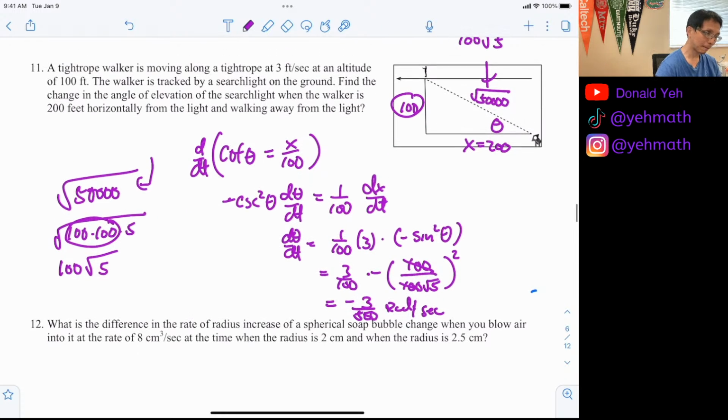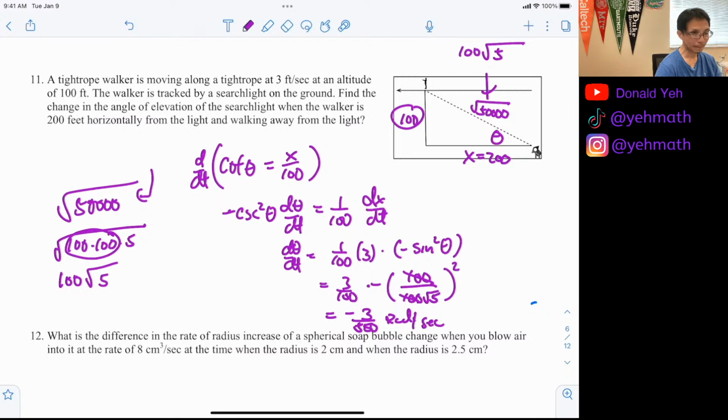Wait, how did it go from negative cosecant squared to negative sine? Because I divided both sides by negative cosecant squared, but it's going to be on the denominator. But if you want to switch it to the top, just use a reciprocal identity because 1 over cosecant is sine. I see.